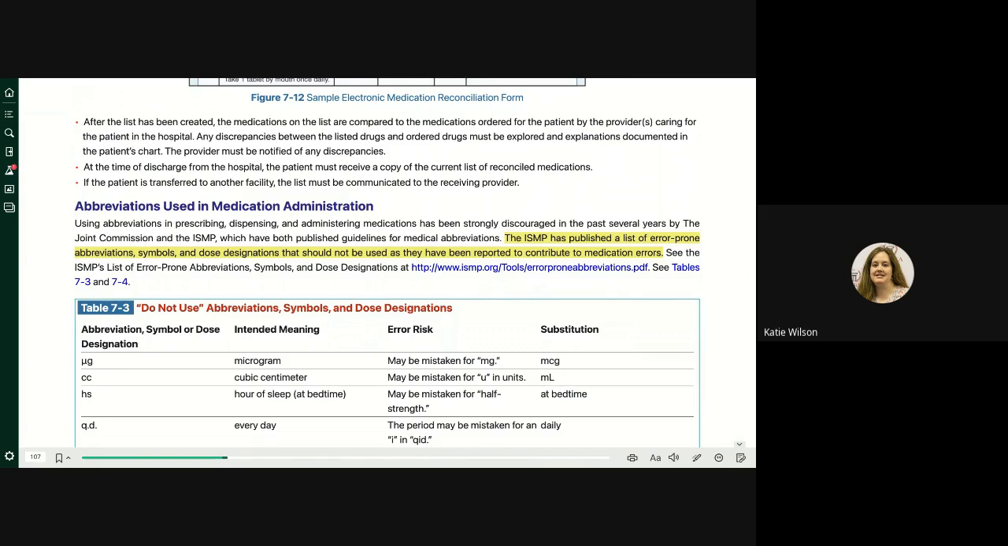And then when the patient is discharged, they make sure they get a list of all the medicines that they're supposed to be taking once they get home. And the same thing happens when they're transferred to another facility. They'll have that list with them, that medication reconciliation list, that should be correct.